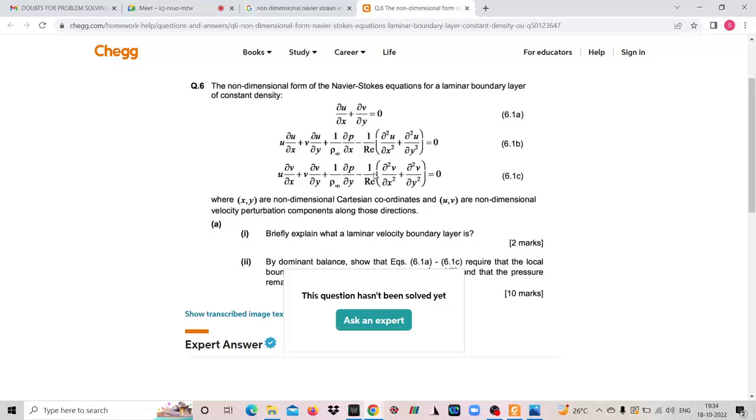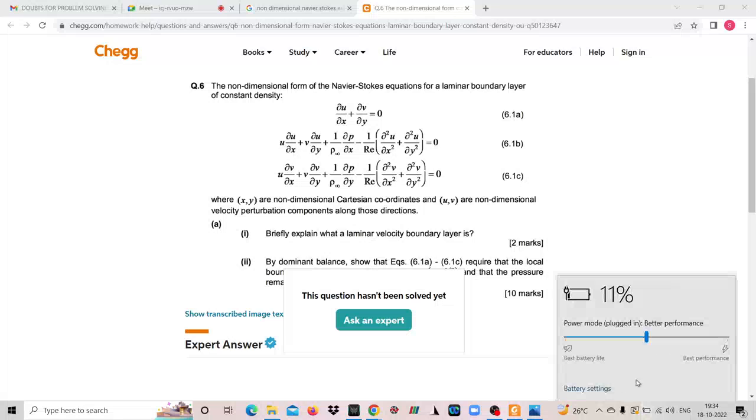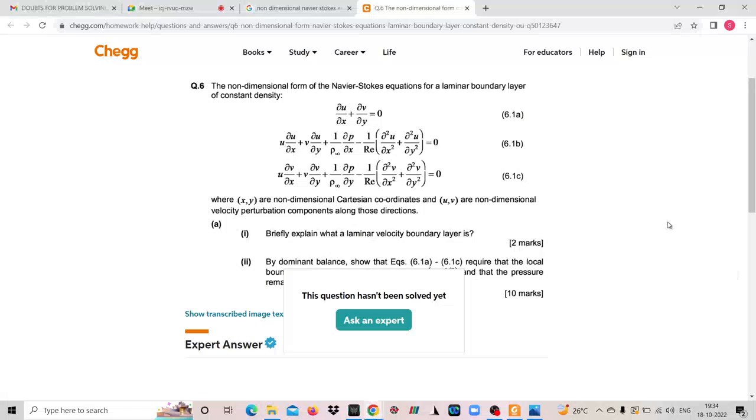Now, in this particular form of the Navier-Stokes equation, we have neglected the body force component, right? Yes, sir. Now, if you do not neglect the body force component, Froude's number will come. Yeah, that is the thing.